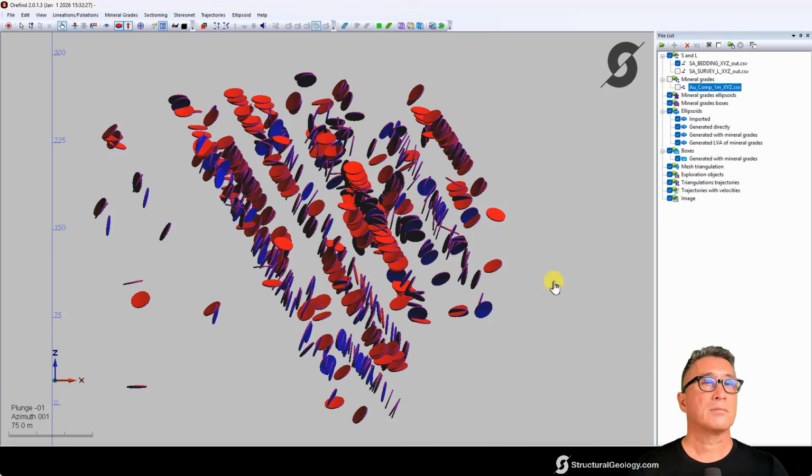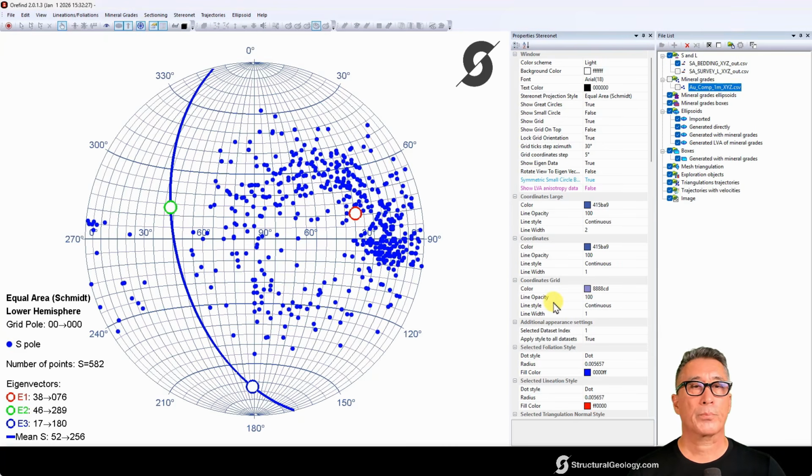So let's plot it. Okay, so this is the traditional meridional grid, as you can see here, north-south. Okay, that doesn't really show us anything. It gets in the way of the interpretation, but you can see quite a bit of cluster over here, that the poles are in the right place. That implies that most of the bedding is dipping towards the west.